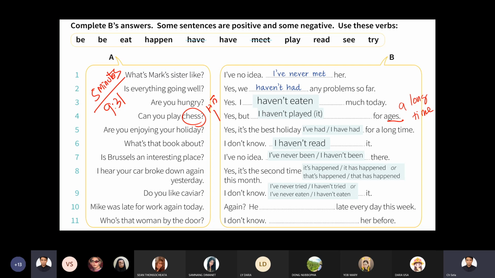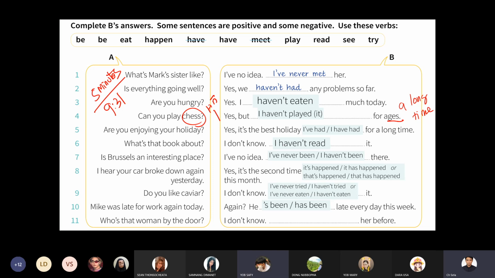Number 10. Mike was late for work again today. Sona cannot be connected. Okay, Safi, number 10. Mike was late for work again today. Again, he has been late every day this week. He has what? He has been. Right? Yes, teacher. He's been or has been late every day this week. Been, okay?